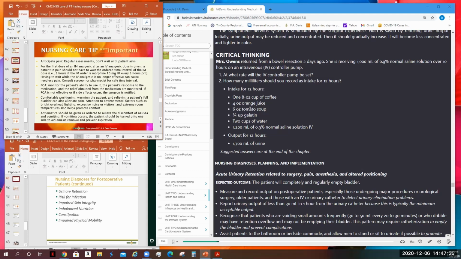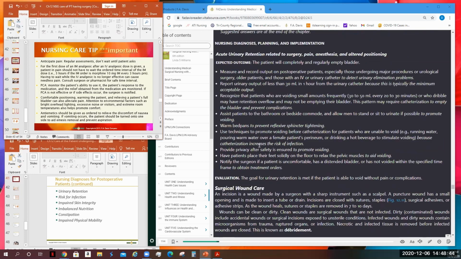So 1 cup is equal to 8 ounces. So the coffee, we had 240 milliliters. We did 8 ounces times 30 milliliters per ounce. For 4 ounces of orange juice, 4 times 30 means that is 120 milliliters. 6 ounces of tomato soup is 6 times 30, which is 180 milliliters. 3/4 of a cup of gelatin would be 3/4 times 8 times 30, which equals 180 milliliters. 2 cups of water would be 2 times 8 times 30, and that gives you 480. And we did give the 1,200 milliliters, so if you add those up, it comes to 2,400. The patient's output does not reflect the intake total, so it is not used for this calculation.